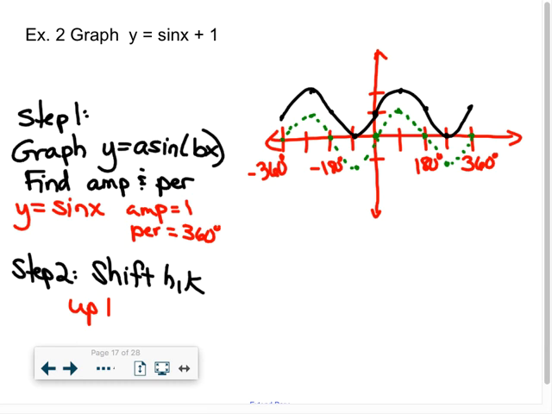So step 1, graph y equals a sine bx. Find your amplitude and period, make it dashed. Determine the shift h and k, the left, right, the up, down, and then literally take the points and shift them.